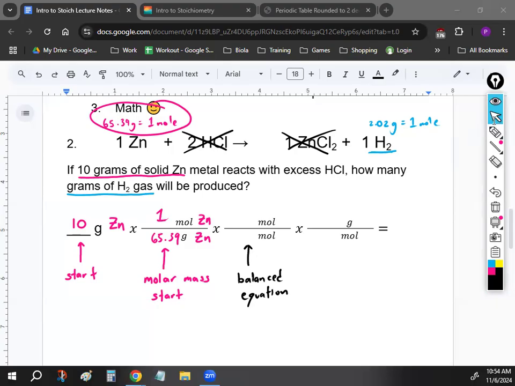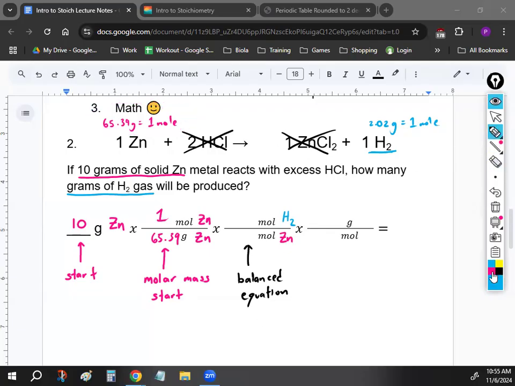All right, now, on the bottom, you are going to put the number for your starting chemical. So our starting chemical is zinc, right? So we're going to label the bottom as zinc. And then on the top of the second fraction, we're going to use the number for what you're looking for. So if you look at the problem, what chemical are we solving? H2, perfect. So we're going to put H2 on the top. Good. Okay, so just keep that in mind. The second fraction, the starting chemical will go on the bottom, and the ending chemical, what you're looking for, goes on the top.